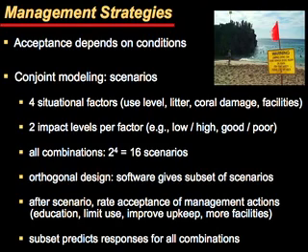After each scenario, we ask people to rate the acceptance of management actions. So if use level was really bad and there was a lot of litter and the coral was trashed from recreation and the facilities were in bad disrepair, how acceptable would it be to provide more education, limit use, improve upkeep, provide more facilities? And the subset predicts all responses for all combinations.